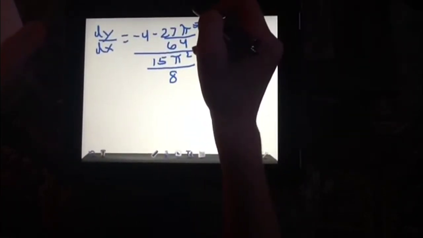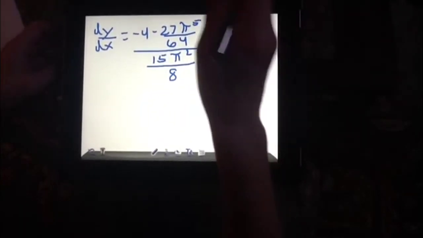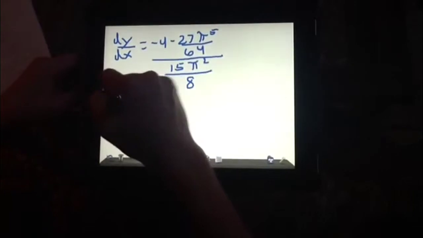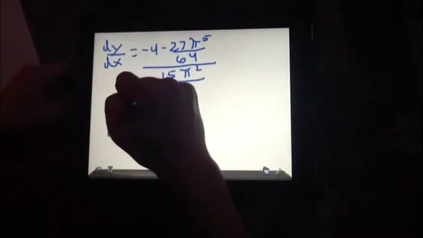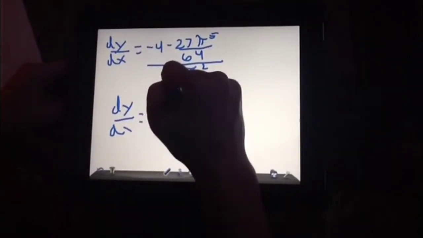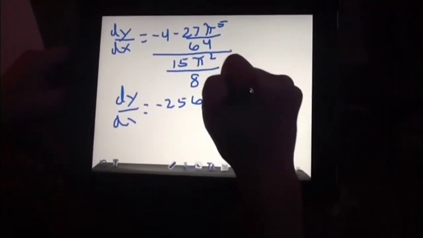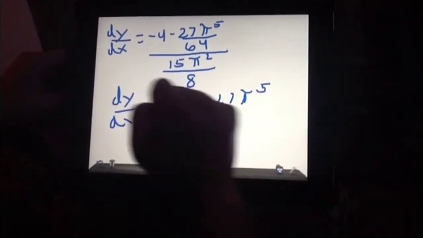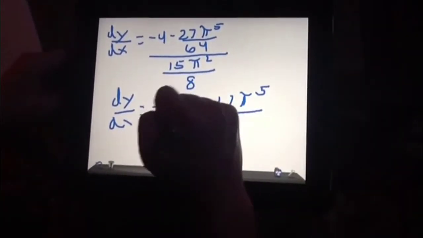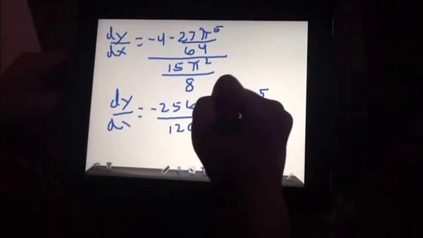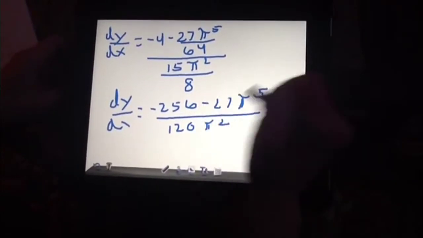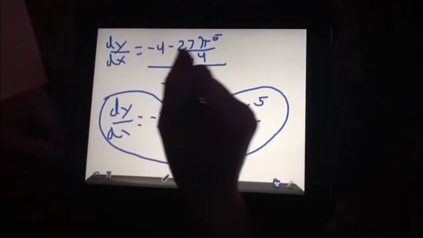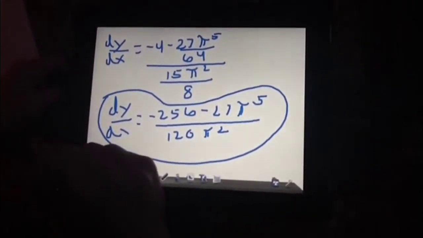So now we'll clear the compound fractions by multiplying by 64 over 64, which will give us dy over dx equals negative 256 minus 27 pi to the 5th over 120 pi squared. So that gave us the slope of our tangent line. So now we can write the equation.